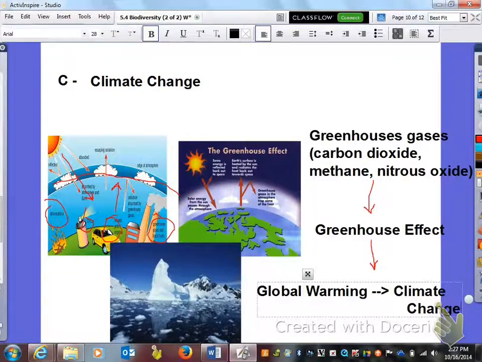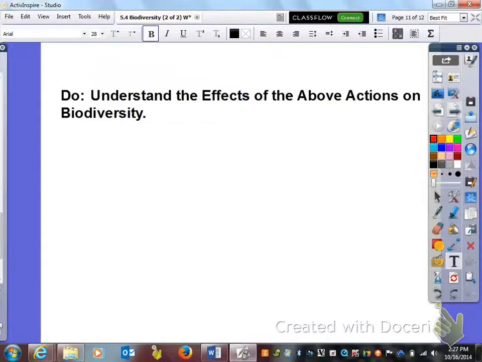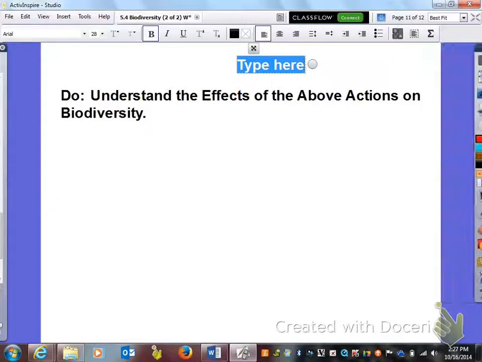And you wouldn't believe how a 1 to 6 degrees Celsius change can truly affect the different biomes on our planet, and then would affect the plant and animal life there. Okay, so equals climate change. All right, so that's our HIPPOS plus our C. Then the last thing we need to do here, for our do part, is understand the effects of the above actions on biodiversity.